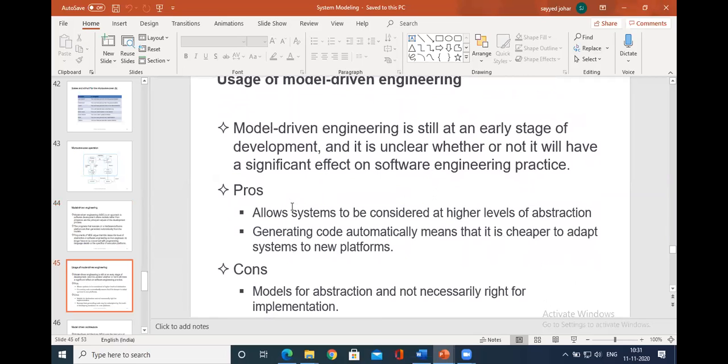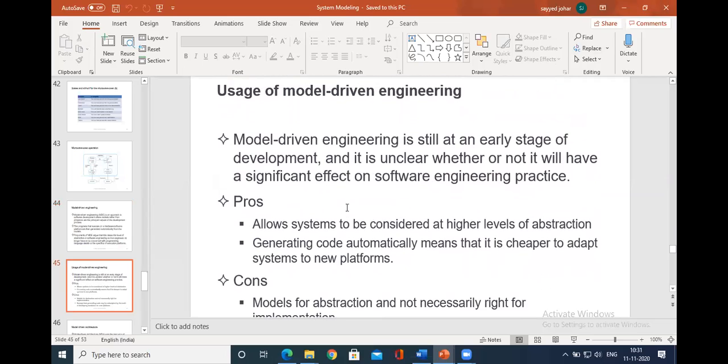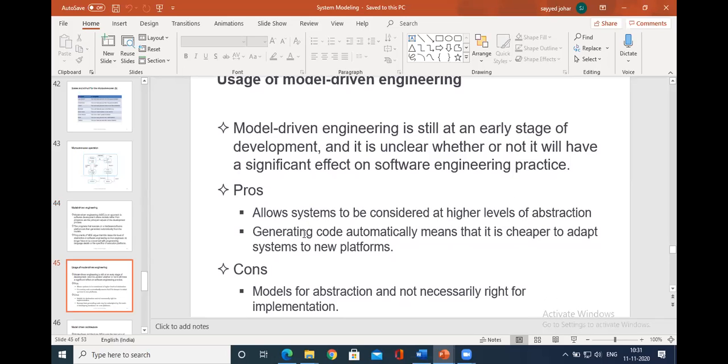So what are the pros? Here, model driven engineering is an early stage of development. Before you start development, it is an early stage, so it has major significance on the development.